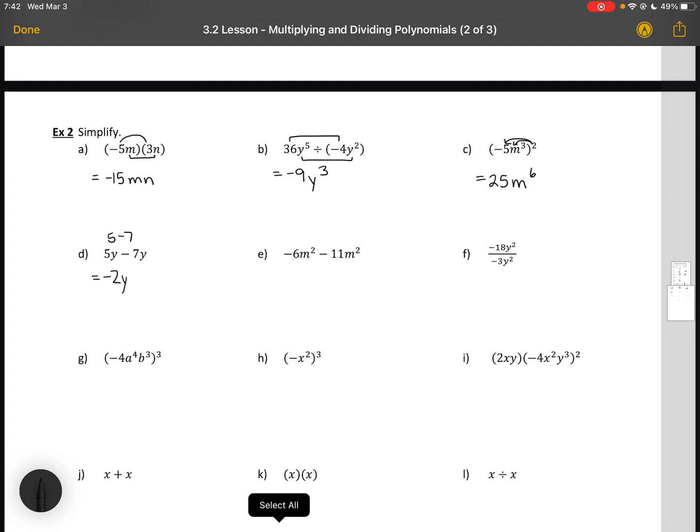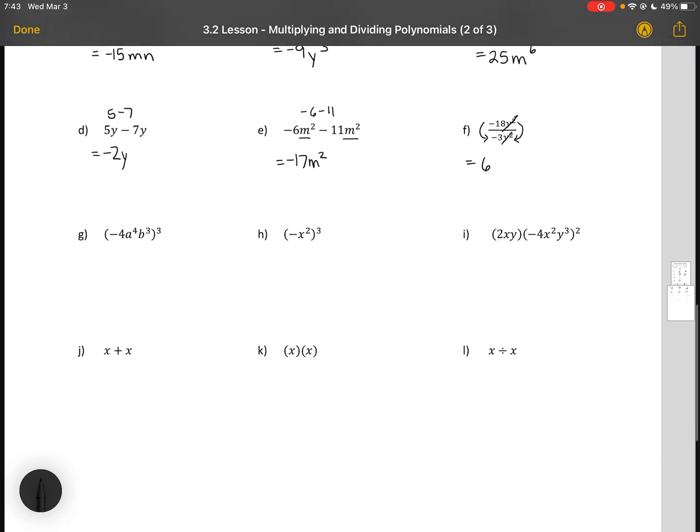Example E, I have 6m squared minus 11m squared. Those are like terms. M squared stays the same, and I'm going to subtract my numerical coefficients. So minus 17. Example F, I'm dividing. First thing I'm going to do is divide my numerical coefficients, and then I'm going to divide my exponents. Just like above, y squared divided by y squared is y to the 0, which is just 1, so my answer is 6.